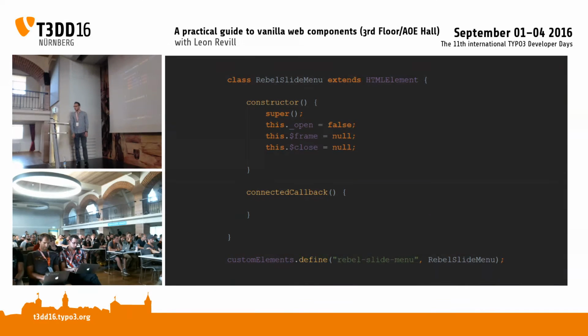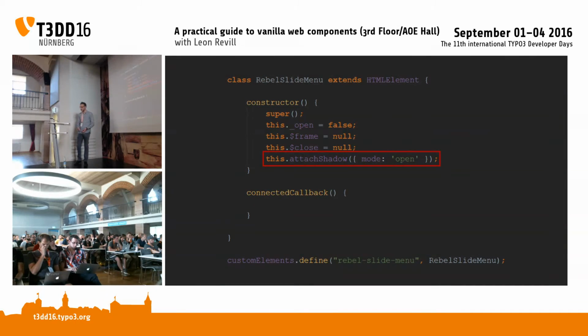Because we want to use the shadow DOM, the first thing we need to do is create a sub-DOM tree for our web component. And we do that by calling the attach shadow method. So this is referring to our custom element. Then we call attach shadow, which is going to create the encapsulated sub-DOM tree for our component. And we also specify a mode. So there's two modes of shadow DOM, open and closed.